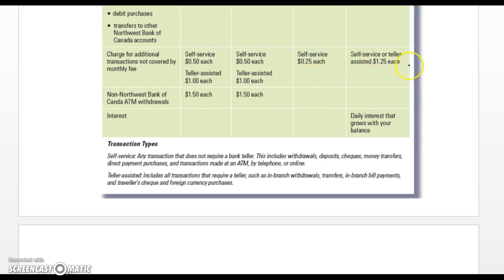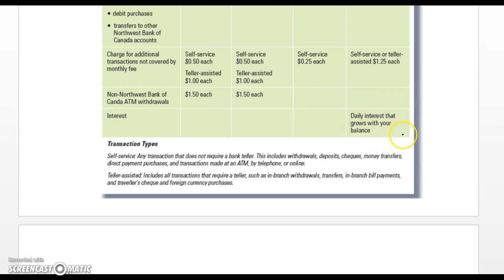And if you went with that bonus savings, it'd be $1.25 for each transaction, whether it's self-service or teller-assisted transactions. So if you went with the first 2 accounts, also in terms of the non-bank ATM withdrawals, you get charged $1.50, and the other 2 accounts would not have any kind of fees related to the withdrawals. One last thing here is the bonus savings account.